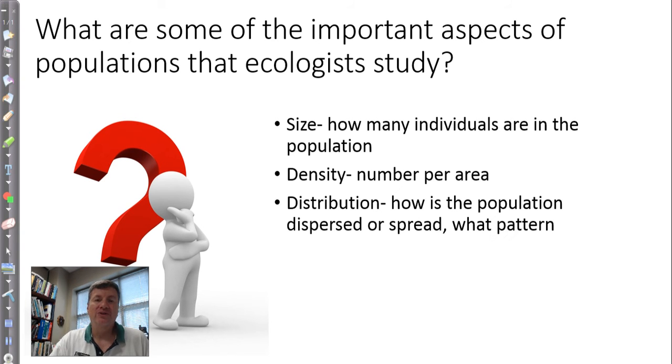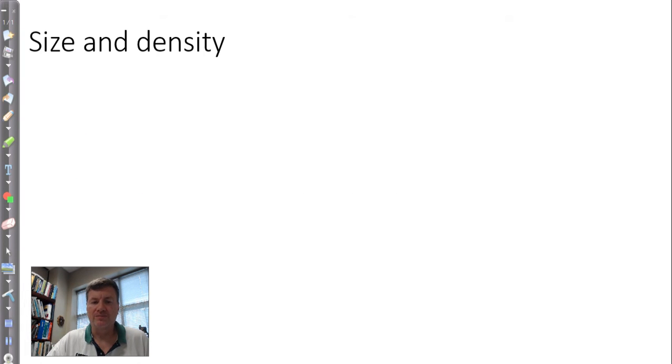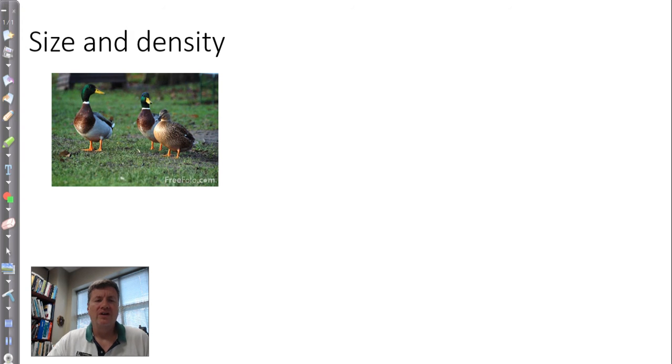We also want to know distribution. How are they spread out? Are they in any kind of pattern when we're looking at the individuals of a group, or are they more randomly distributed? And age structure. How many individuals do we have in different age groups or age categories? And we'll look at an example of that in just a moment. So let's start with size and density. We'll just review why these are even important first.